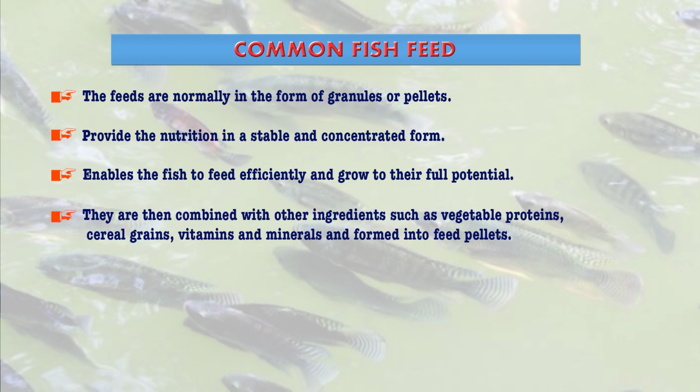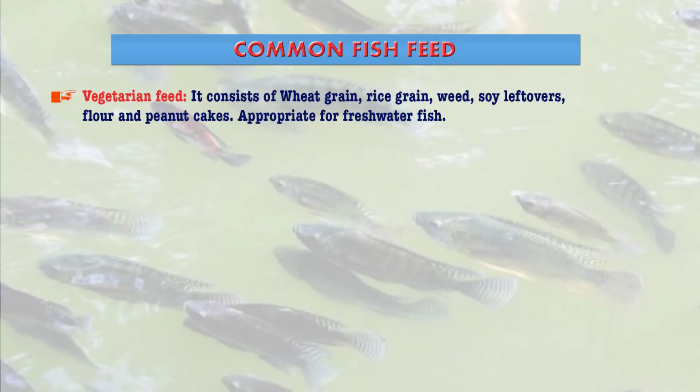They are then combined with other ingredients such as vegetable protein, cereal grain, vitamins and minerals, and also formed into the feed pellets. And the pellet, this is also a fish feed technology, because granules, as I told, as you will all remember, granule is something called a granular form, and pellets are something which is made into round pellets.